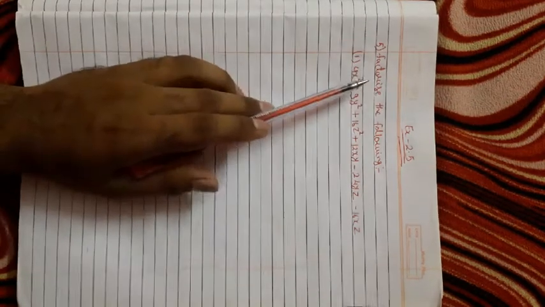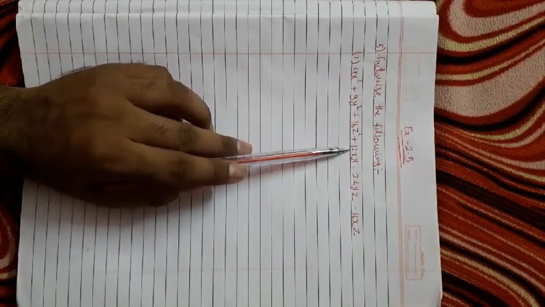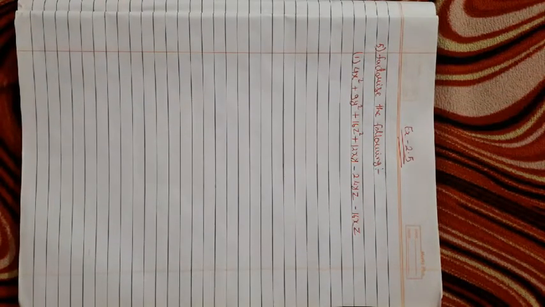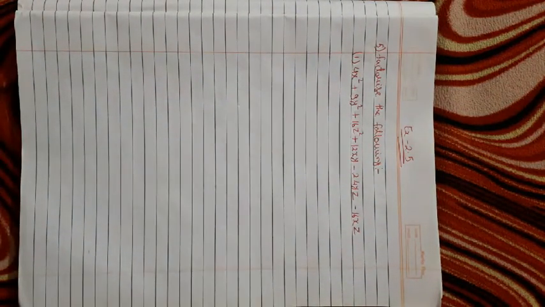The very first question is question number 5: factorize the following: 4x square plus 9y square plus 16z square plus 12xy minus 24yz minus 16xz. So this is our 5th question, and this is in expanded form, and we have to write its factors.